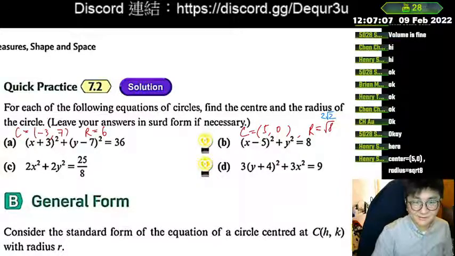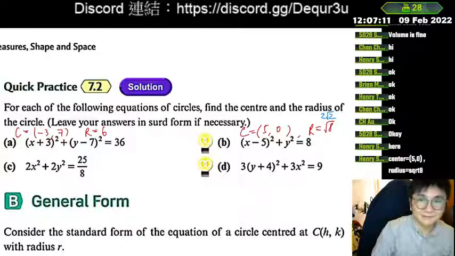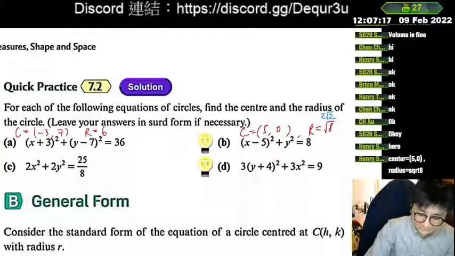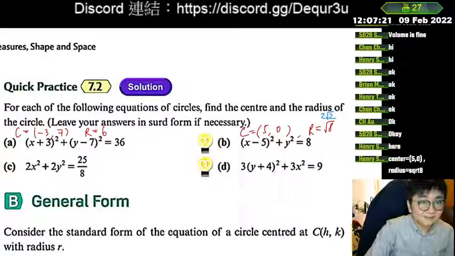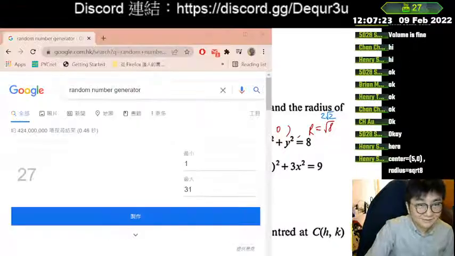Especially if you are taking M2, because for M2, we always need to simplify the answer. But for compound, square root 8 is okay. But for M2, you give 2 square root 2. Okay, next part C. Oh, random number again.